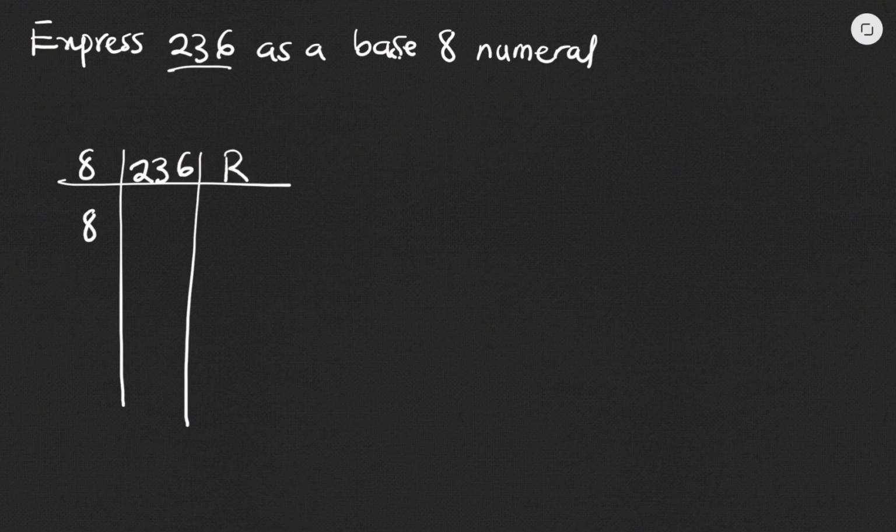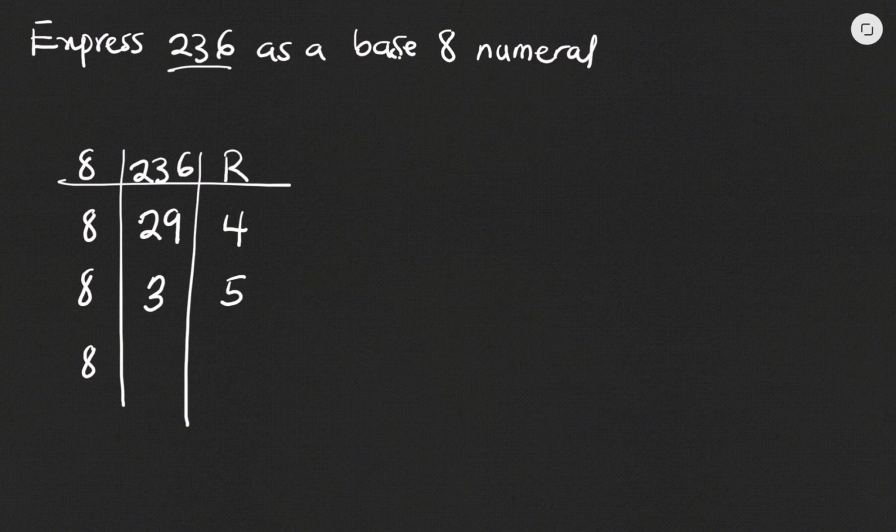So I ask myself, how many times can 8 go into 236? It will go there 29 times, which is equivalent to 232. So the remainder is 4. So I repeat the process again. How many times will 8 go into 29? It will go there 3 times, which is 24. And so the remainder is 5.